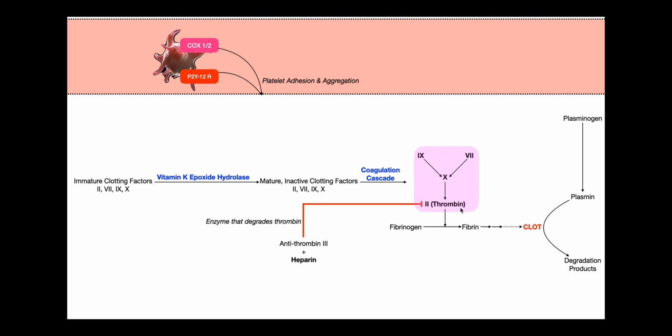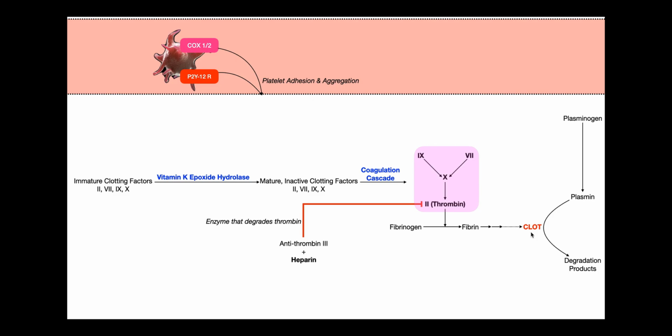Now, thrombin is an enzyme, and it will convert fibrinogen into fibrin. Fibrinogen is a protein normally found in the blood. It's soluble, and without anything else, it will just stay there and won't do anything. However, when thrombin converts fibrinogen into fibrin, fibrin's now insoluble, and it will polymerize with other molecules of fibrin, and that's what forms the clot.